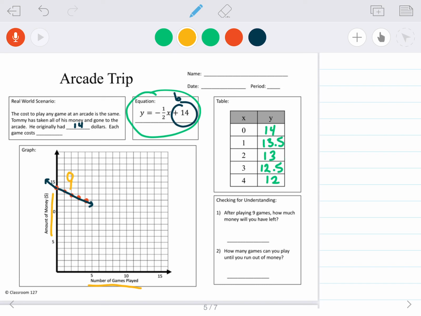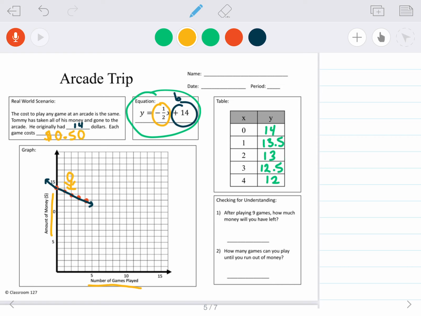We can see that from the slope, right? As the number of games he plays increases, the amount of money he has decreases. And how much money is he losing per game? Well, that's our slope, right? That's how much money he's losing per game. And so it looks like each game costs minus 1/2. In money terms, a half dollar is 50 cents, right? So each game is going to cost 50 cents.